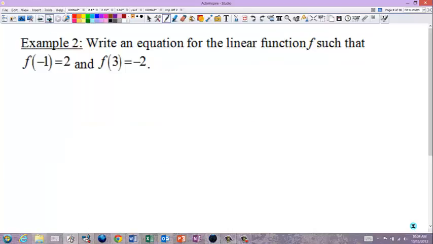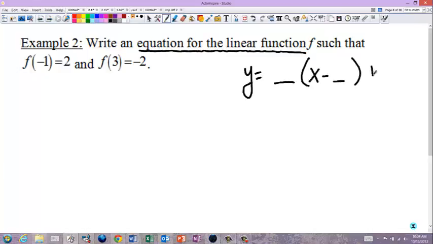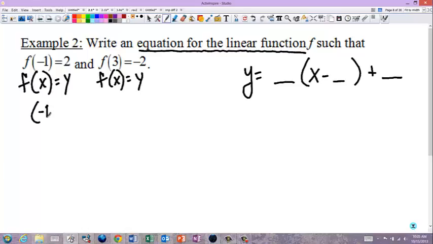So, example 2. Write an equation for the linear function f such that f of negative 1 equals 2 and f of 3 equals negative 2. An equation of the linear function, aka the equation of a line. Y equals m times x minus x1 plus y1, that. So, it's written weird though, but we know that f of x equals y, so really they just gave us 2 points. They gave us the point negative 1, 2, and 3, negative 2. So we would just say that's x1, y1, x2, y2.